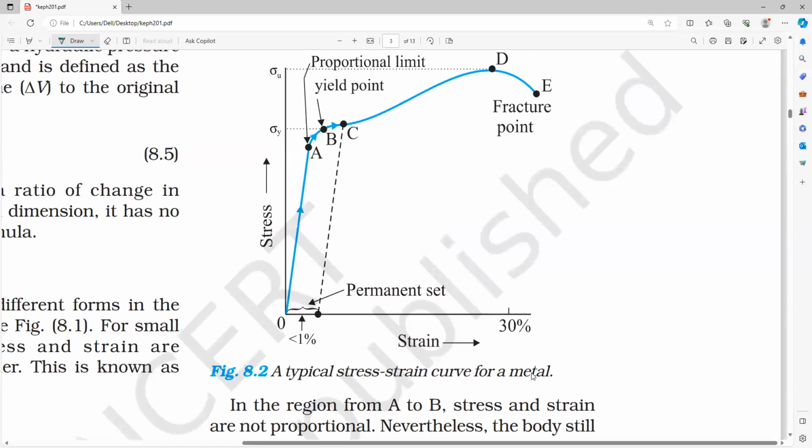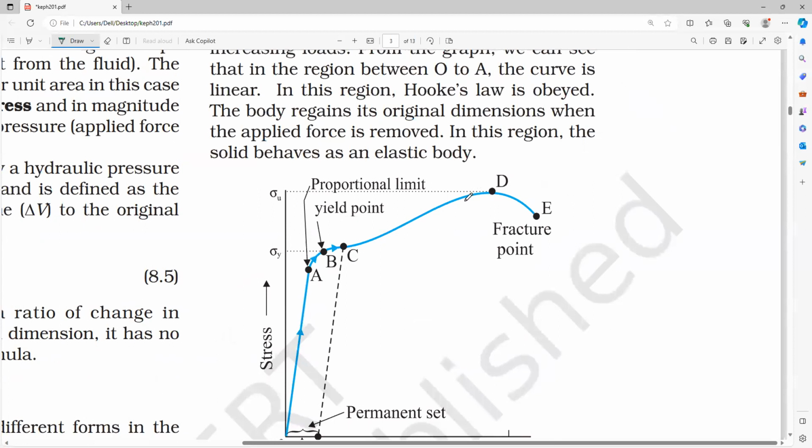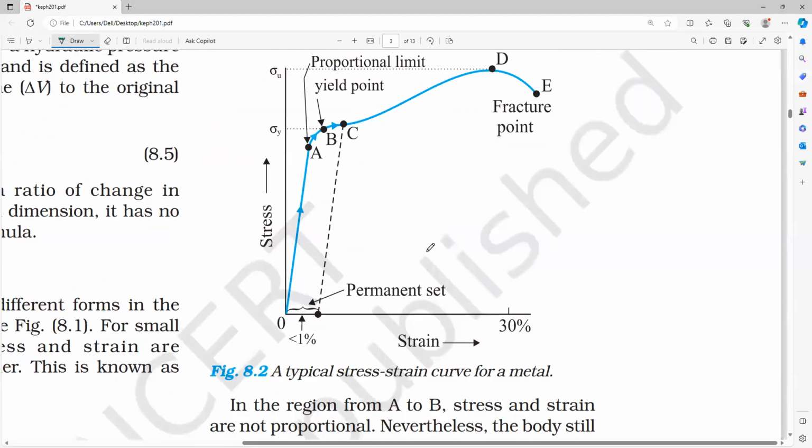So let us see now. I hope you all are clear. Keep heading: stress strain curve or stress strain graph. Shall we start now, Pradosh?